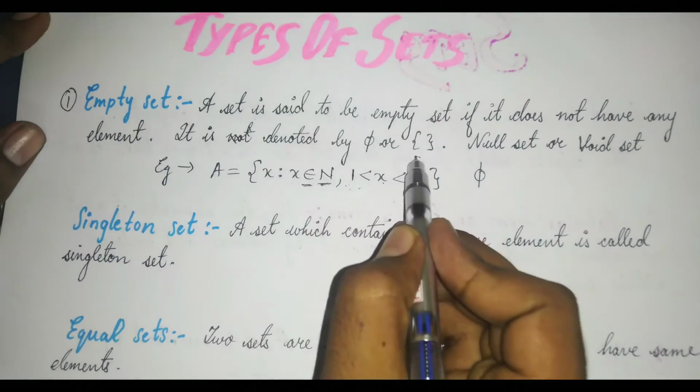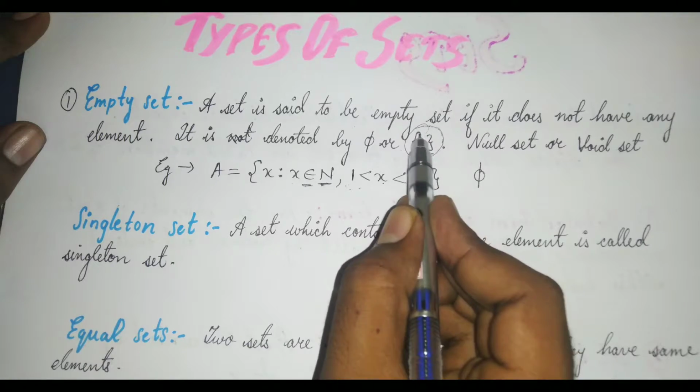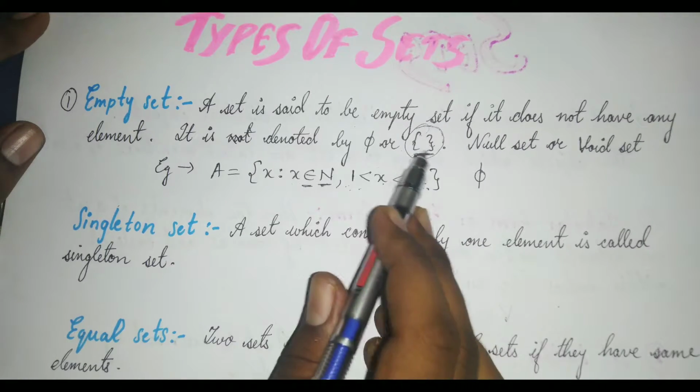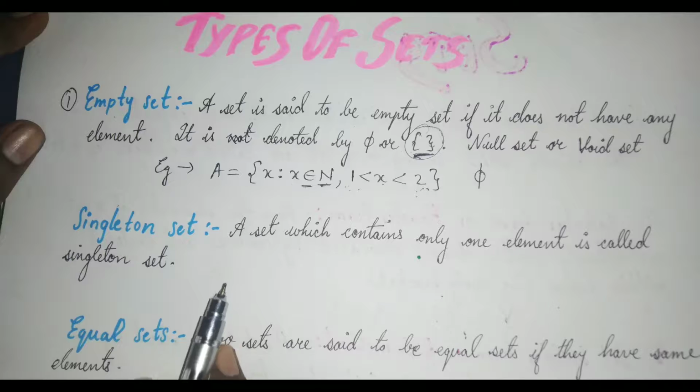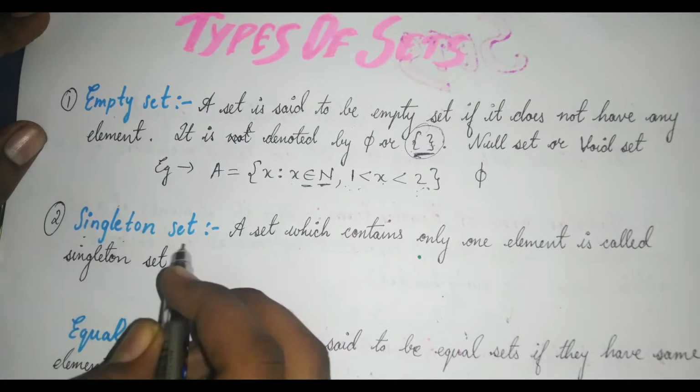This is nothing but the roster form. So the empty set can be written in roster form in this way, using only the two curly brackets. Moving on to the next, that is the singleton set.